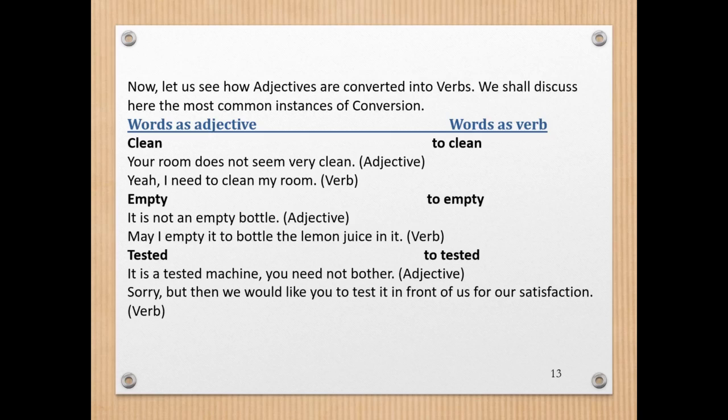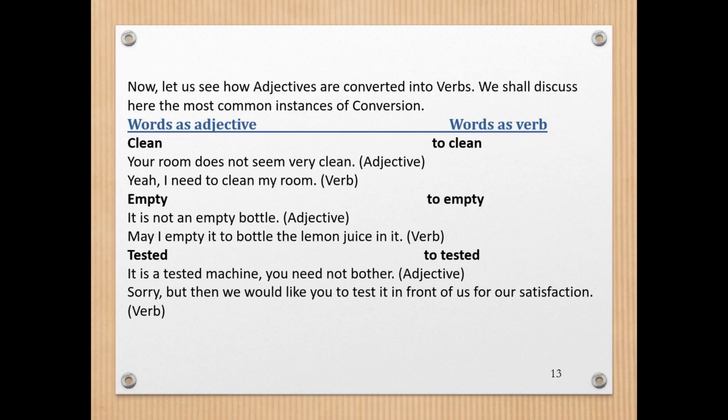Now, when you are using "to", that means it's a verb. I need to clean my room. That means I need to mop it, I need to broom it, I need to dust it, whatever. I need to clean my room. Your room does not seem very clean. Adjective, and as verb. Empty. It's not an empty bottle. Now bottle is a noun, and empty is an adjective.